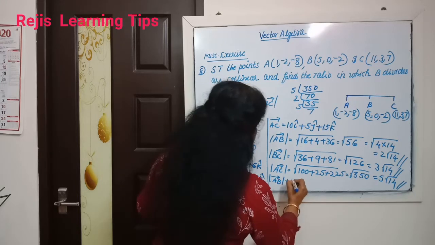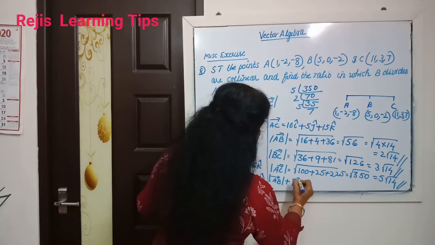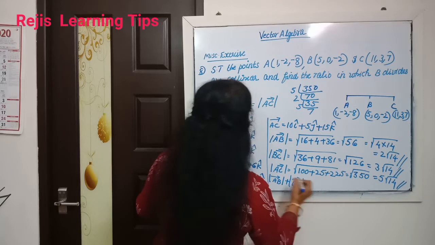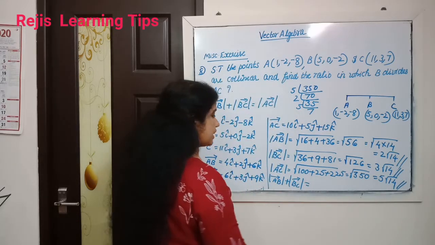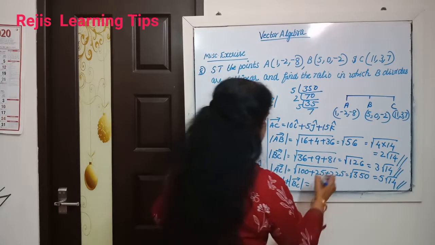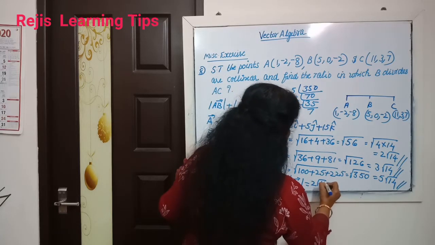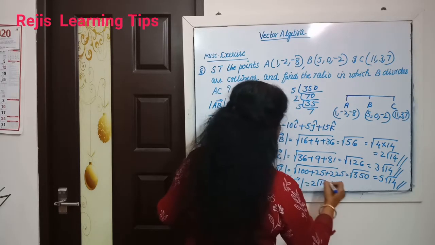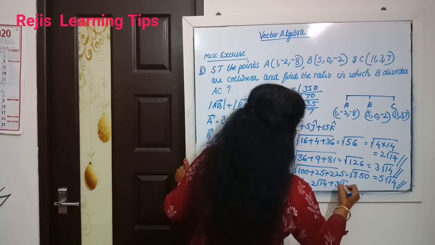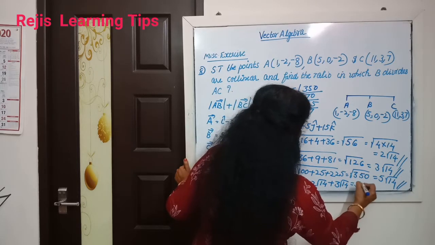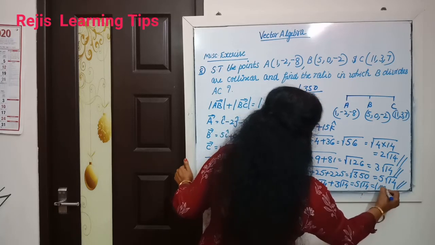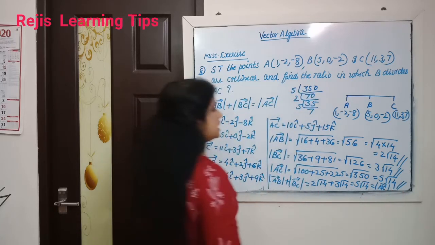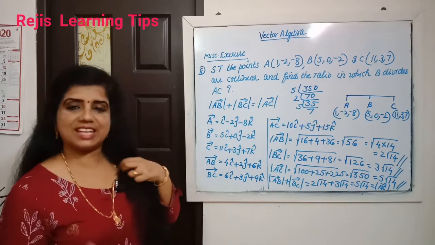Then we can say that modulus of vector AB plus modulus of vector BC is equal to modulus of vector AC. Modulus of vector AB is 2 root 14 plus modulus of vector BC is 3 root 14, that is equal to 5 root 14, which is equal to modulus of vector AC. So we can say that A, B, C are collinear.